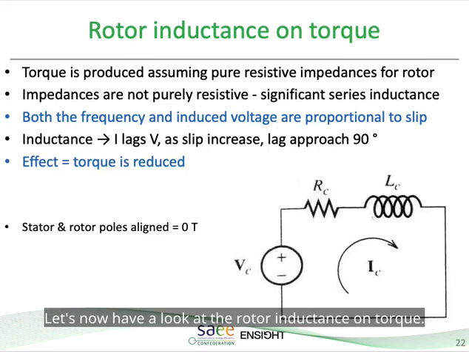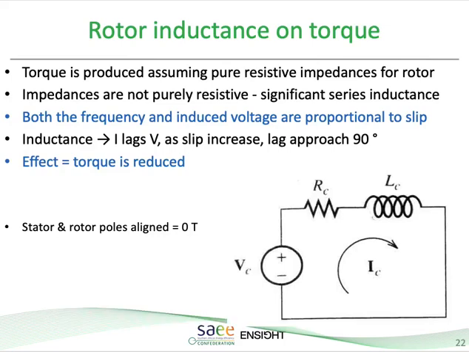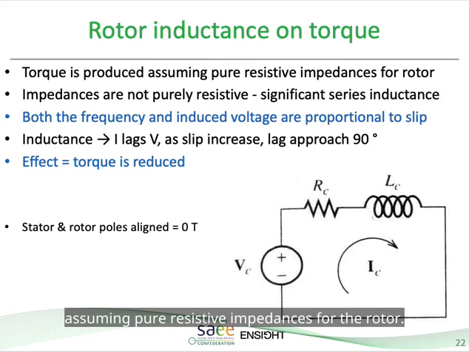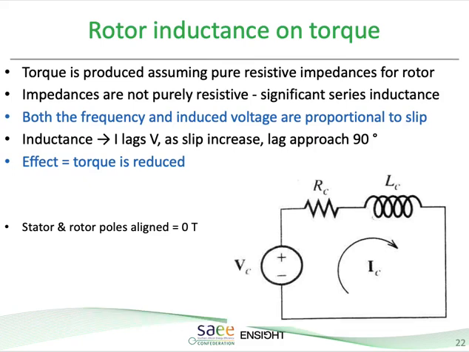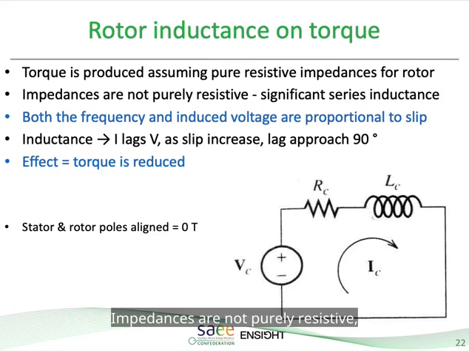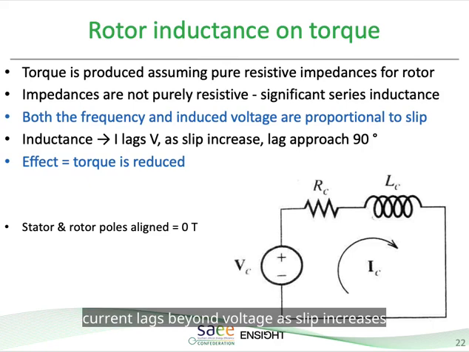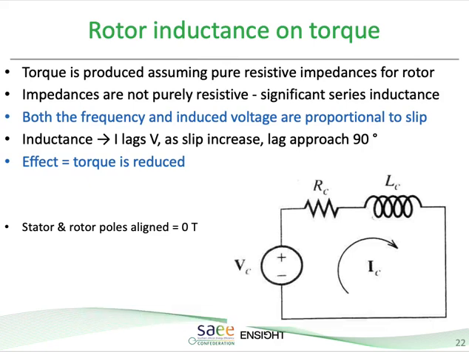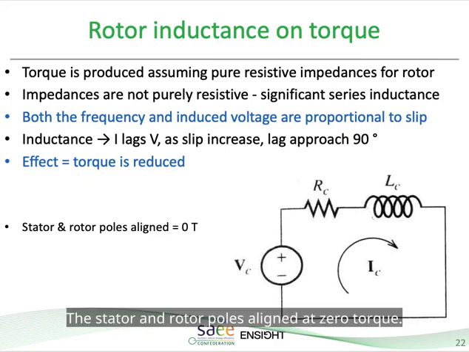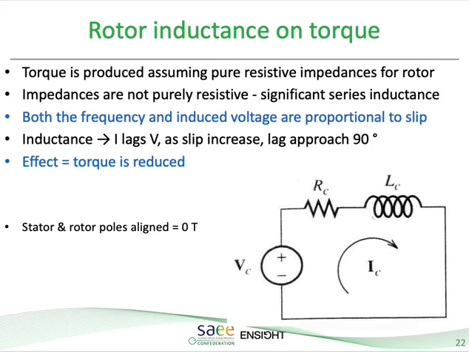Let's now have a look at the effect of rotor inductance on torque. Torque is produced assuming pure resistive impedances for the rotor. But impedances are not purely resistive; there is significant series inductance. Both the frequency and induced voltage are proportional to slip. Due to inductance, current lags behind voltage as slip increases, and the lag approaches 90 degrees. The effect is that torque is reduced. The stator and rotor poles are aligned at zero torque.